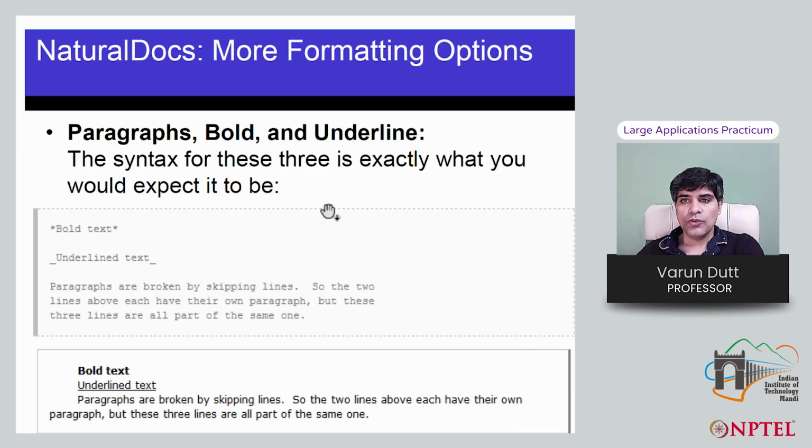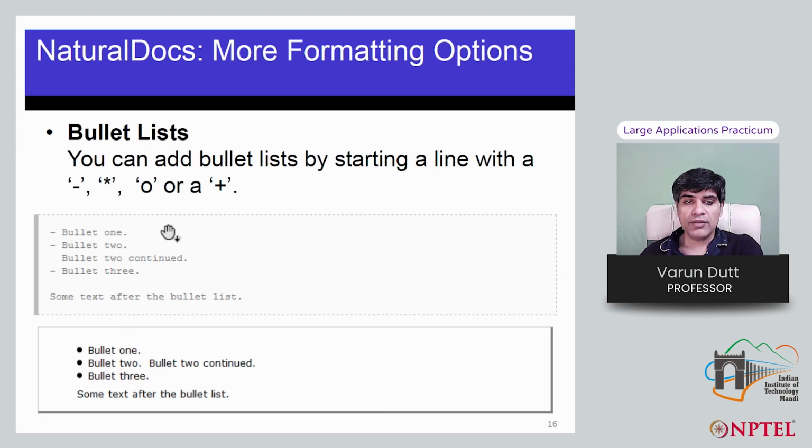Now there are certain more formatting options for Natural Docs. One is bolding, underline, and paragraphs. You can see that if you do it this way, bold text will appear like this, and underlined text. Because there is a blank line on top, this is a new paragraph. We can also create bullet lists like we have already seen in the prior lecture: dash bullet 1, dash bullet 2, bullet 2 continued, and bullet 3. This need not be tabbed. So long as there is a dash, this will be taken as a single bullet. And this is the next paragraph because there is a blank line on top.